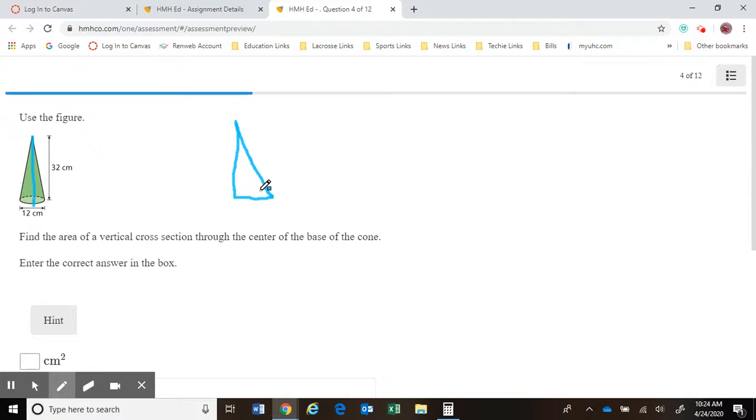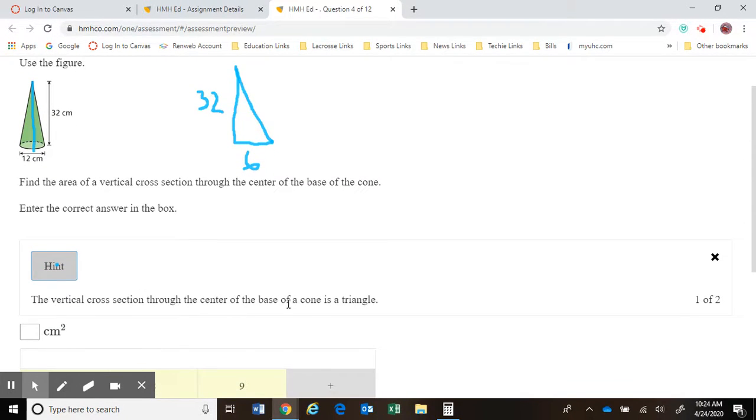Okay, so I've got a height of 32. And then what's this right here? Well, the whole thing obviously is 12, but that particular portion right there is going to be 6. But take a look at your hints. Remember, the vertical cross section through the center of the base of a cone is a triangle, and it's going to tell you to use 1/2 base times height.